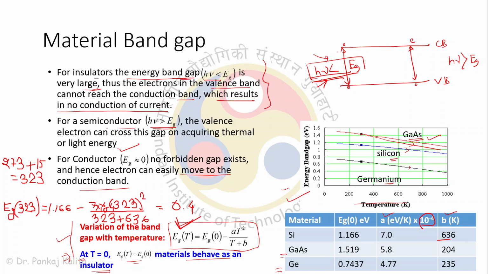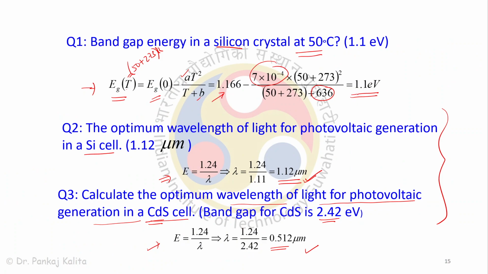Yeah, it's coming around 1.166 minus 0.076. So this will be around 1.089 eV. Okay, so this is the correct answer. They have rounded it to 1.1 electron volt. So questions like this, you will be able to solve.